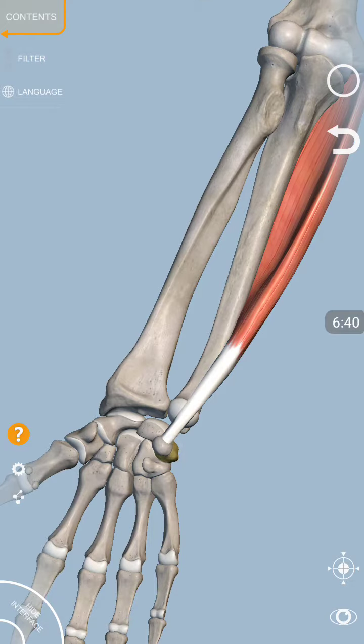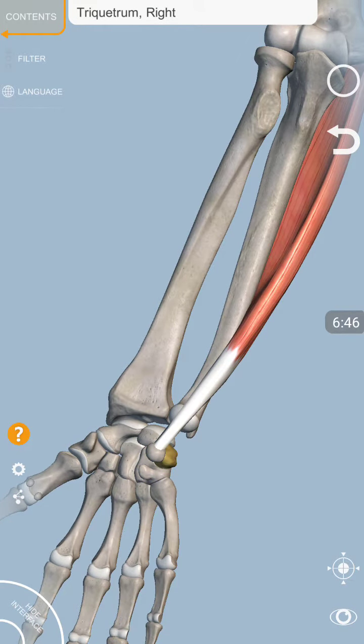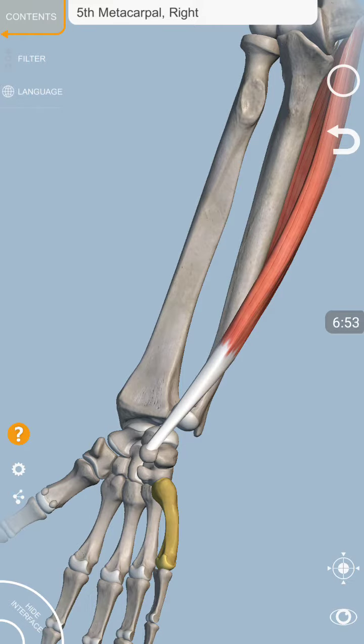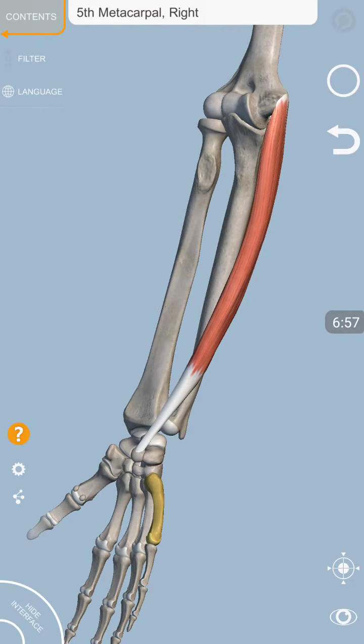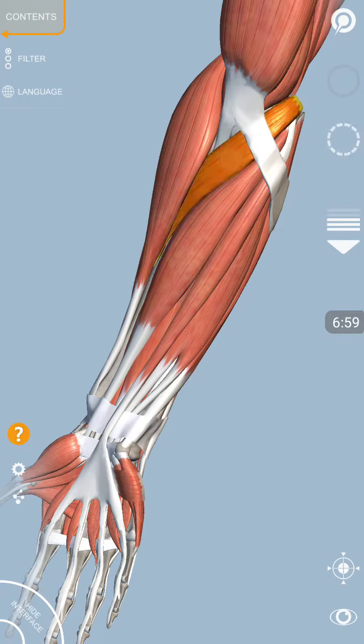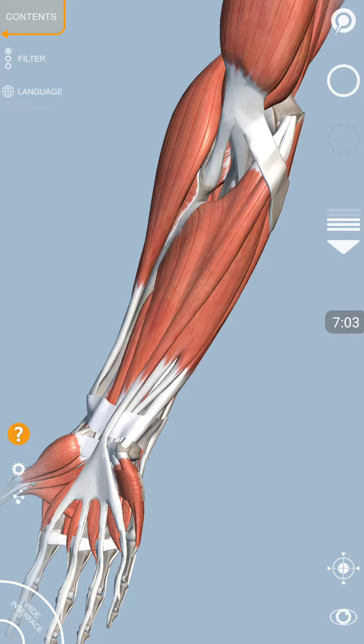So from pisiform to hamate, this particular ligament is not shown in this animation, but you can see these two ligaments, pisiohamate and pisiometacarpal ligament, in your Netter's atlas diagram. So this is flexor carpi ulnaris on the ulnar side. Now I will remove these muscles one by one so you can have a better look deeply.